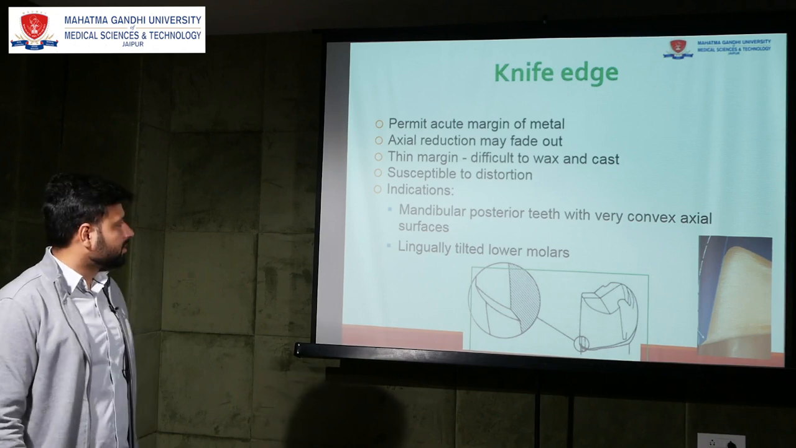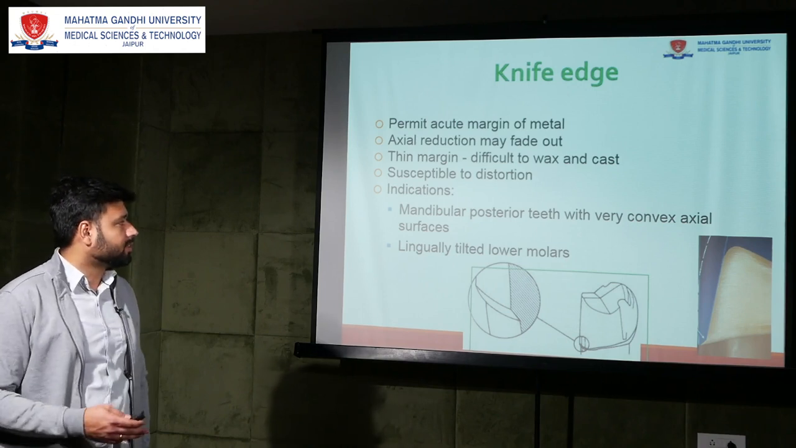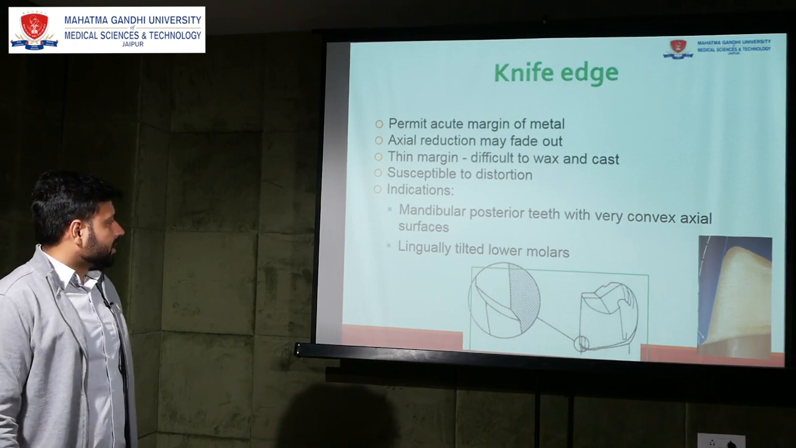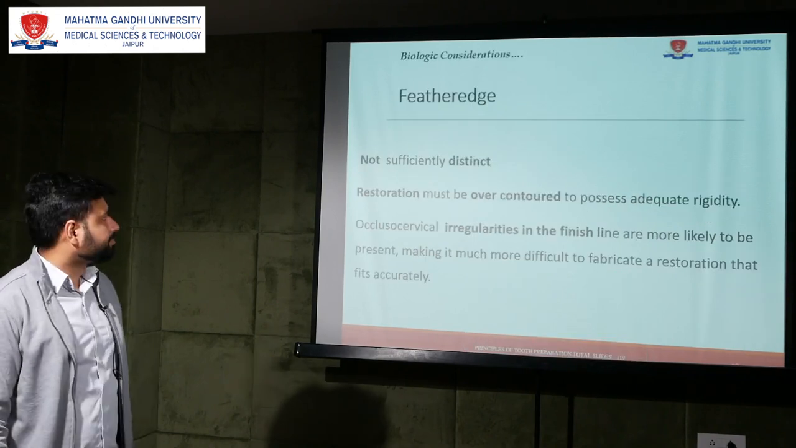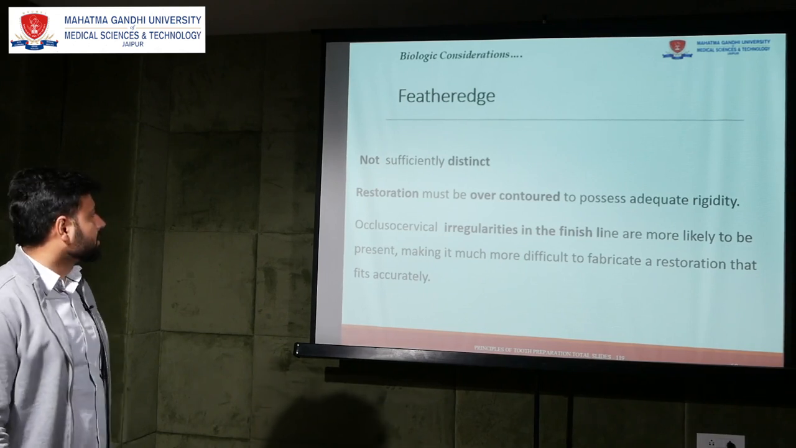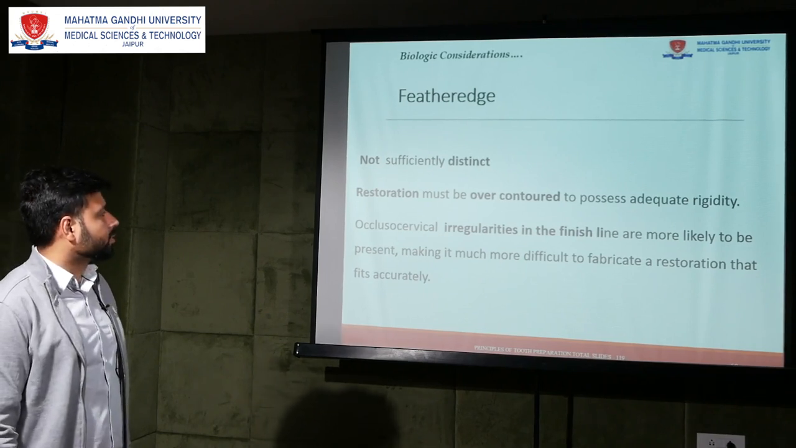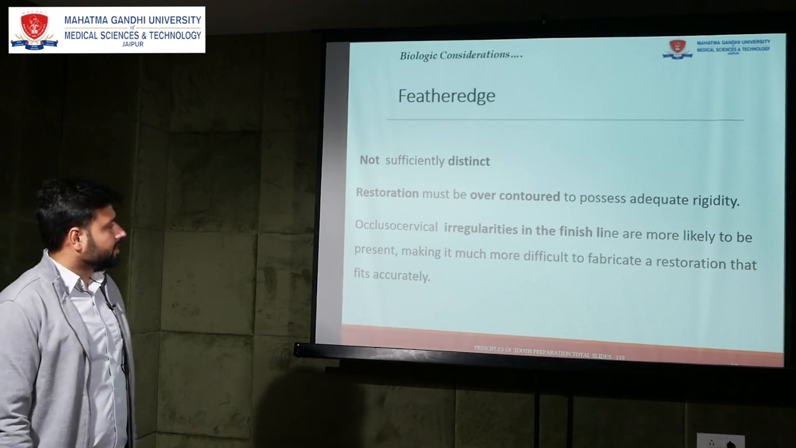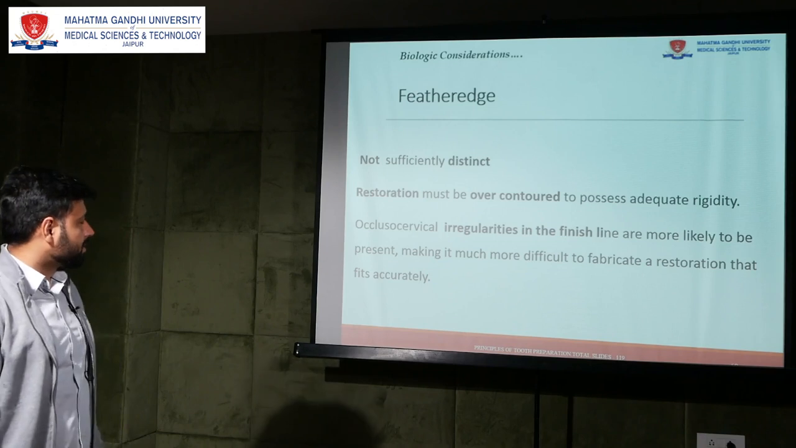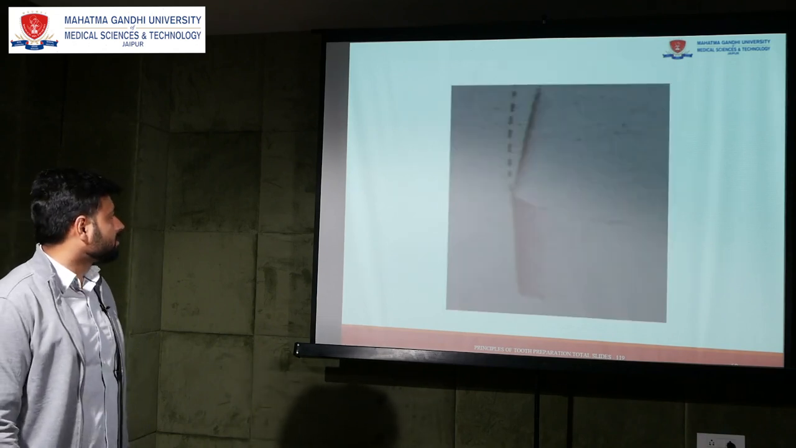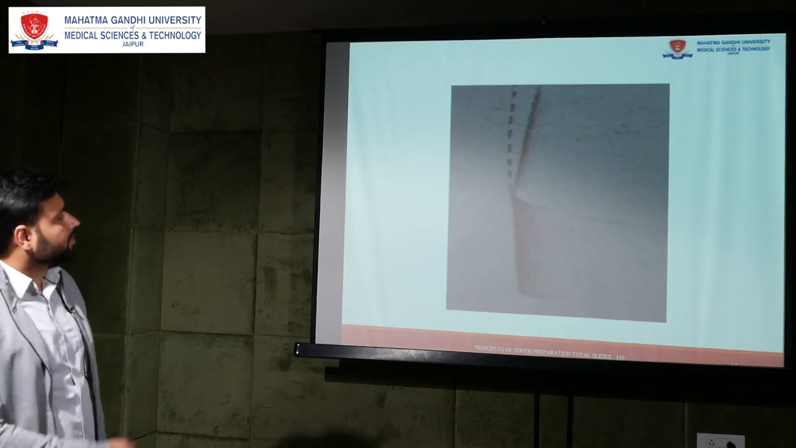The basic indication of this kind of finish line is mandibular posterior teeth with a very convex axial surface and lingually tilted lower molars. Then we have the feather type of finish line, that is not sufficiently distinct. The restoration must be over-contoured to possess adequate rigidity. Occlusal cervical irregularities in the finish line are more likely to be present. It is much more difficult to fabricate a restoration that fits accurately. This is the feather edge.